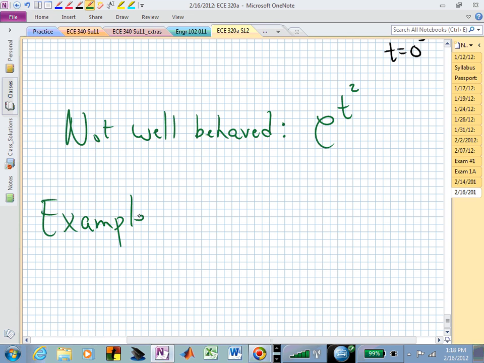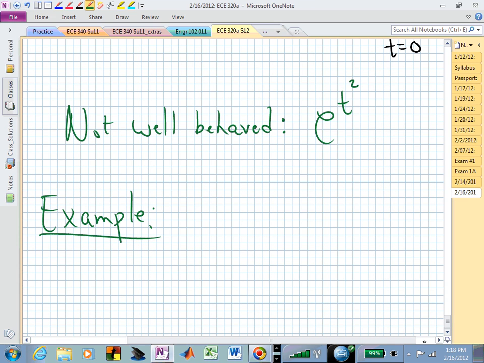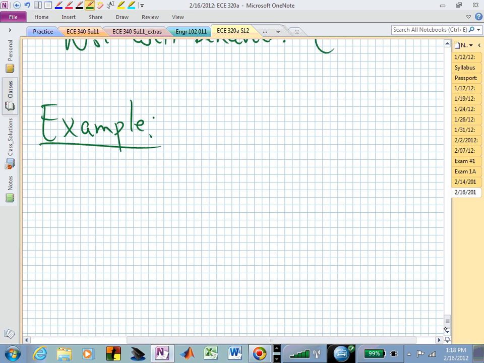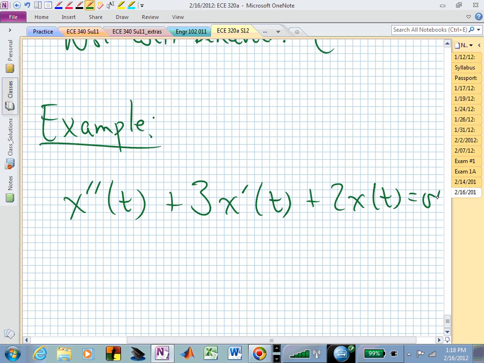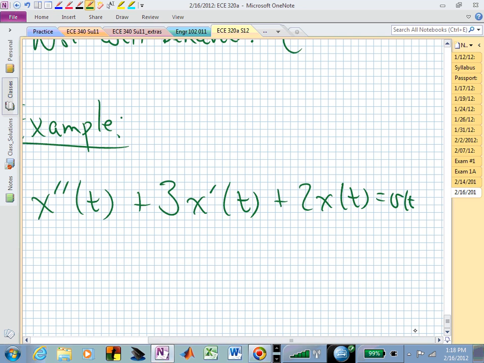Let's look at an example. But that's one example of a non-well-behaved waveform. Let's look at the following. Suppose somebody says, here's a second-order differential equation: x double prime plus 3x prime plus 2x equals v of t.